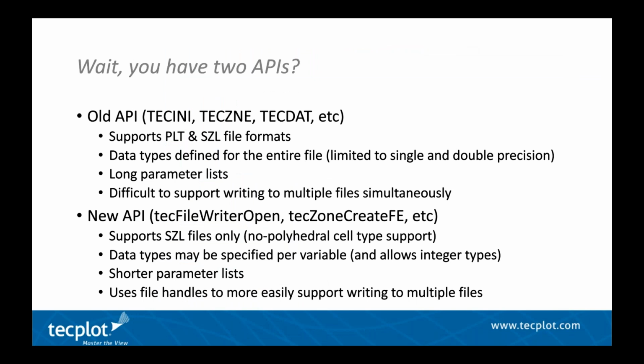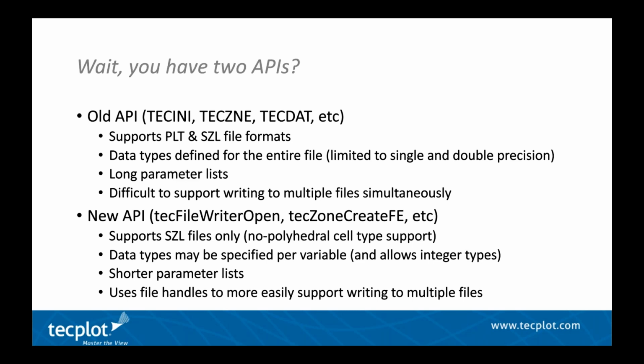Thanks, Dave. So the new API supports SZL files only, and remember there's no polyhedral cell type support with the SZL files. The data types can be supported or changed per variable, and actually per zone per variable. So let's say your grid single precision is fine, but your solution data you want to be double precision, or let's say you have some variables which need to be double precision, and then other variables which are a categorical type, like maybe a soil type, and those can be represented as integers.